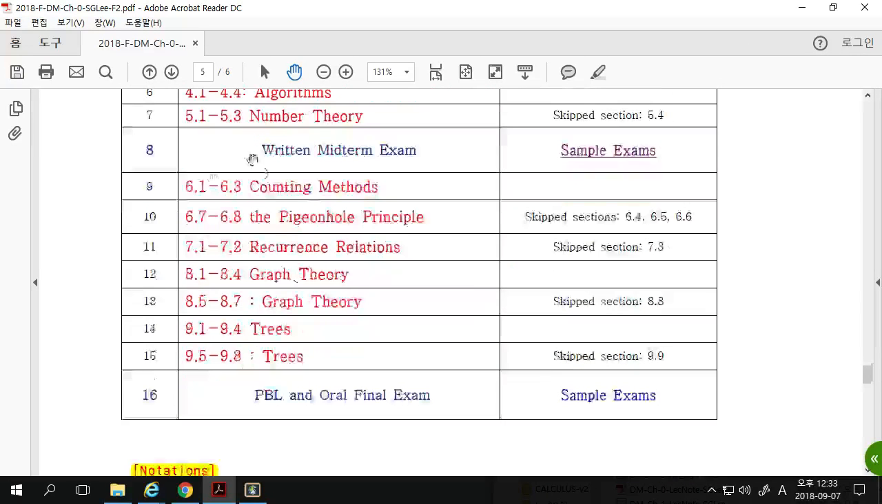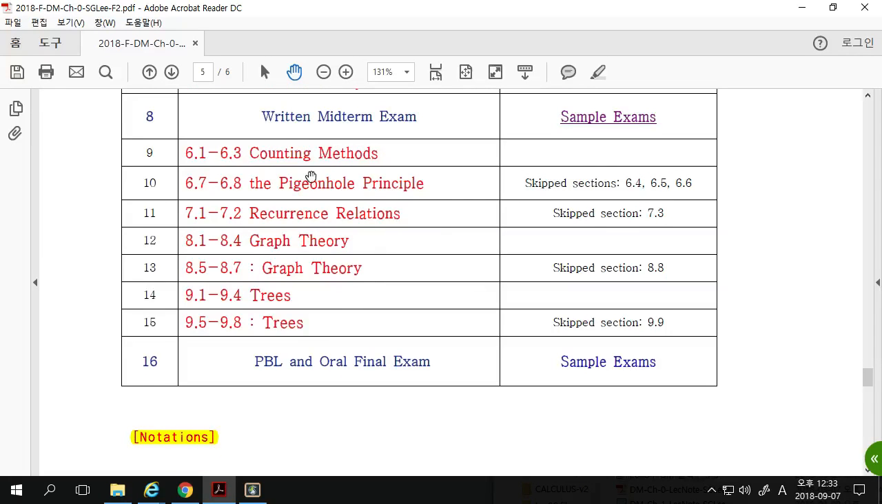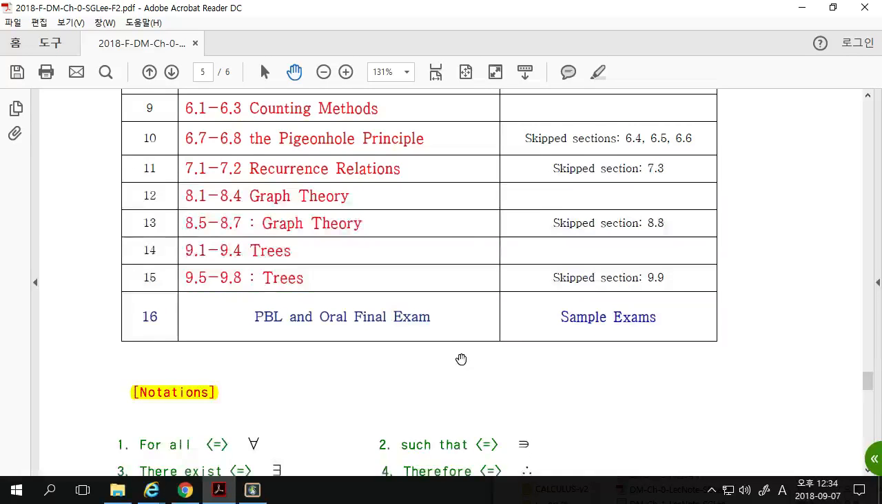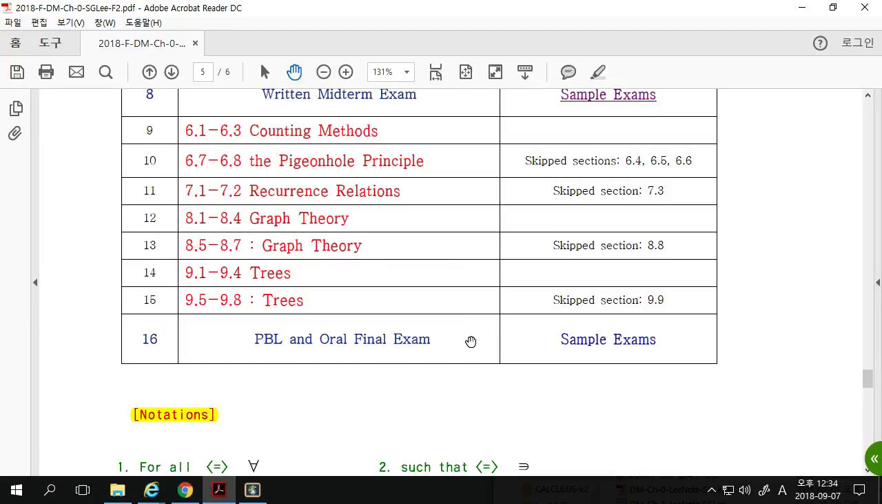And then we will continue to cover chapters 6, 7, 8, and 9, except those sections. Then we will have your PBL report and oral comprehensive final examination on the 16th week. Okay, clear?